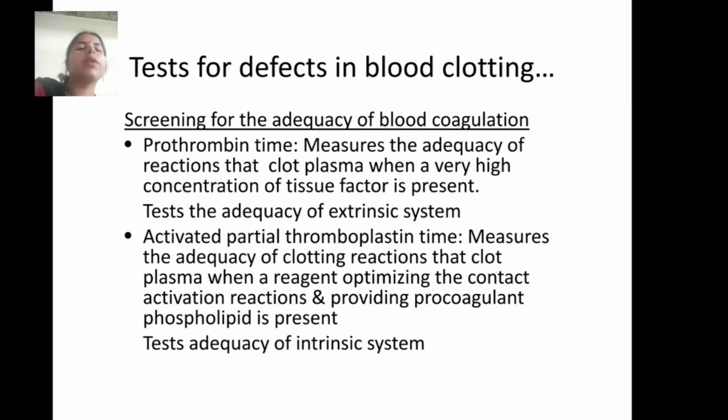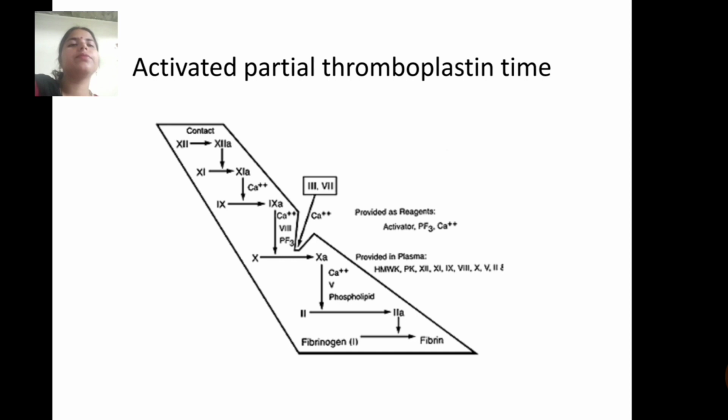Activated partial thromboplastin time measures the adequacy of the clotting reaction that clots plasma when a reagent optimizing the contact activation reaction and providing procoagulant phospholipid is present. It tests the adequacy of the intrinsic system. There is activated partial thromboplastin time.